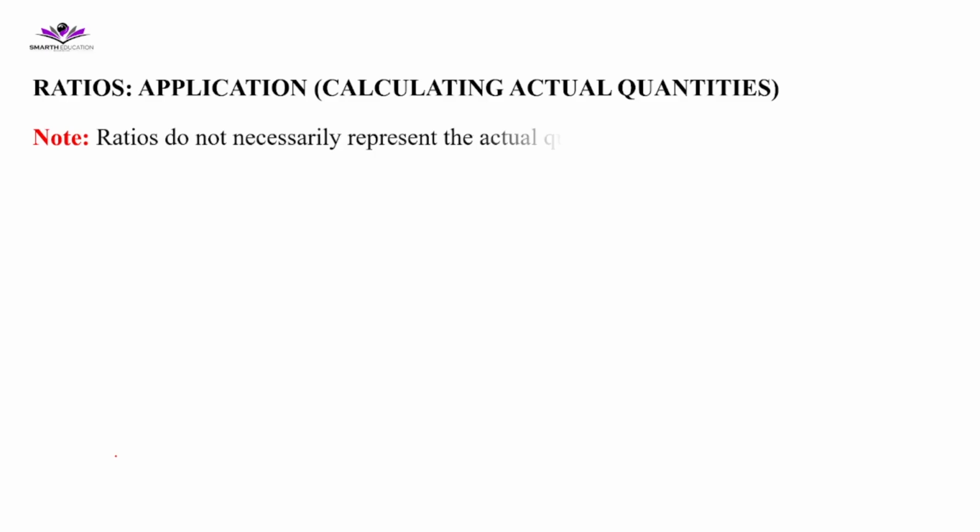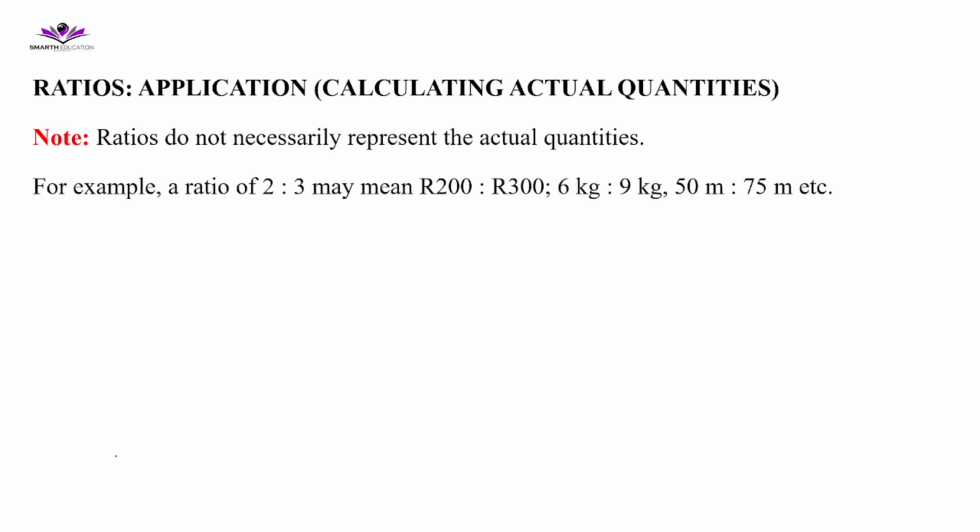Please take note of this. Ratios do not necessarily represent the actual quantities. For example, if we have a ratio of 2:3, what may that mean? It may mean 200 Rand to 300 Rand. It may mean 6 kg to 9 kg, etc. The ratio does not give us the actual quantities. These are the actual quantities, and these actual quantities are in this ratio.